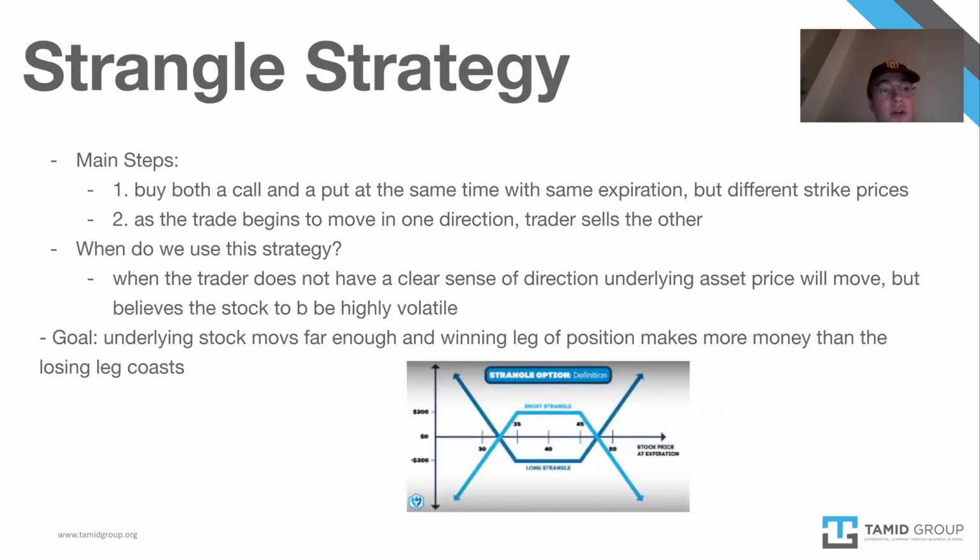And then we have the strangle strategy. It's similar to the straddle strategy, except you buy the call and put at the same time with different strike prices. As the trade begins to move in one direction, the trader sells the other. We should use it when they also don't have a clear sense of directional move, but they believe the stock will be highly volatile. So if you assume it could go up or down without really any pretense, you would use this strategy in order to maximize your profit. And the goal is similar to the goal of the straddle strategy.